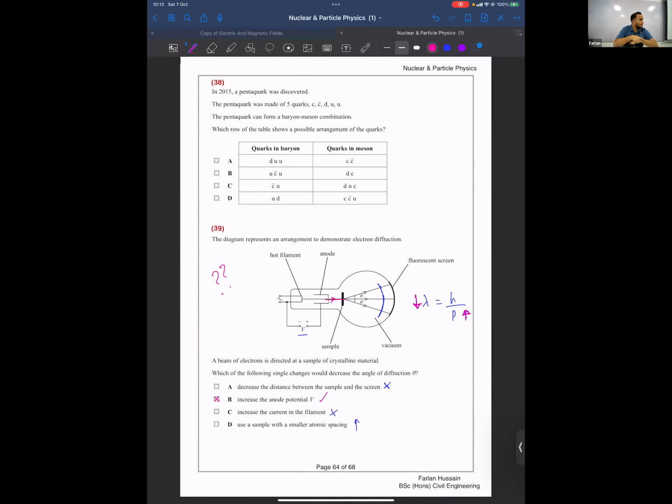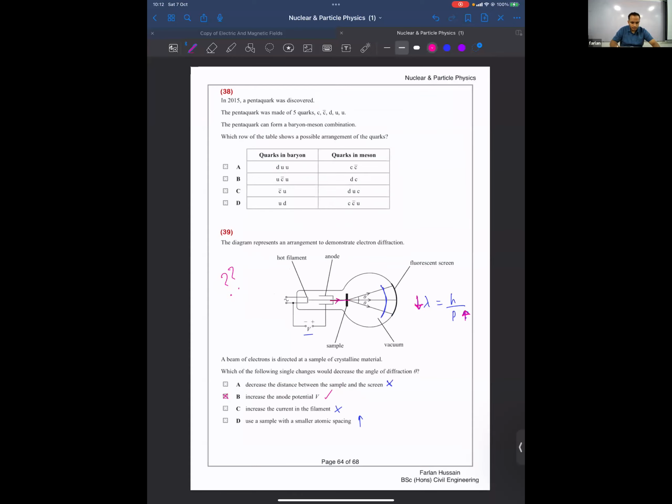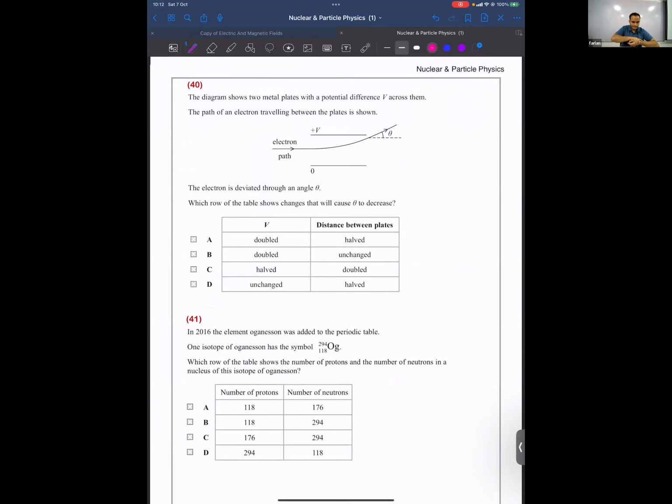So this is talking about the diffraction, right? Okay, leave that for now. There's a 40th one. What is your answer?